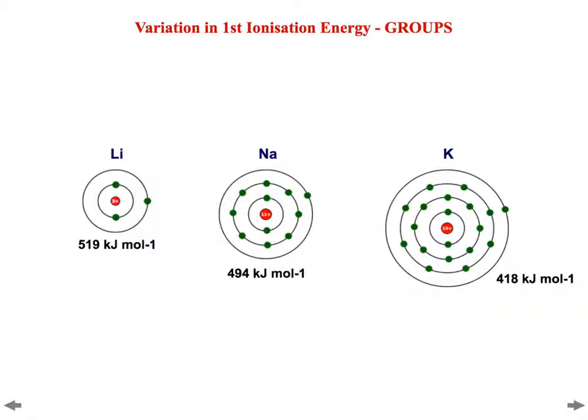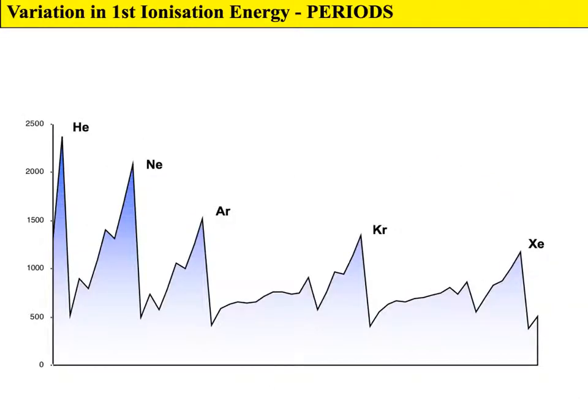And this is because mainly for two reasons. So this outer electron is further away from the nucleus, and it has more shielding. It has 3 shells in between it and the nucleus, so it is shielded from the nucleus. Whereas lithium has only 1 shell between the outer electron and the nucleus, and also it is closer.